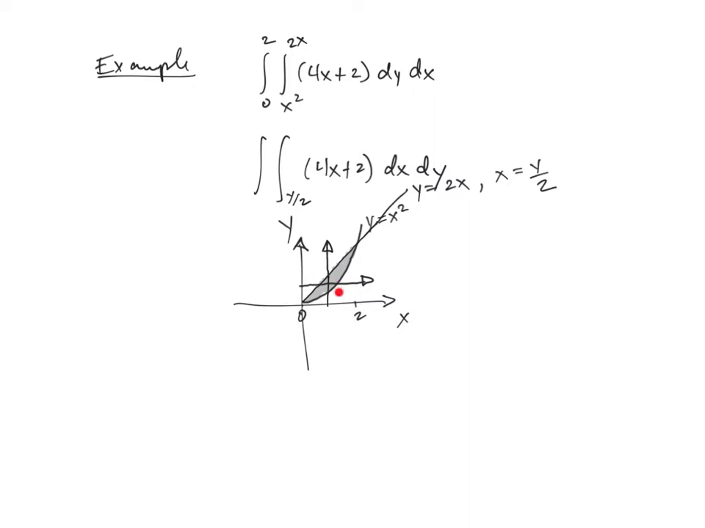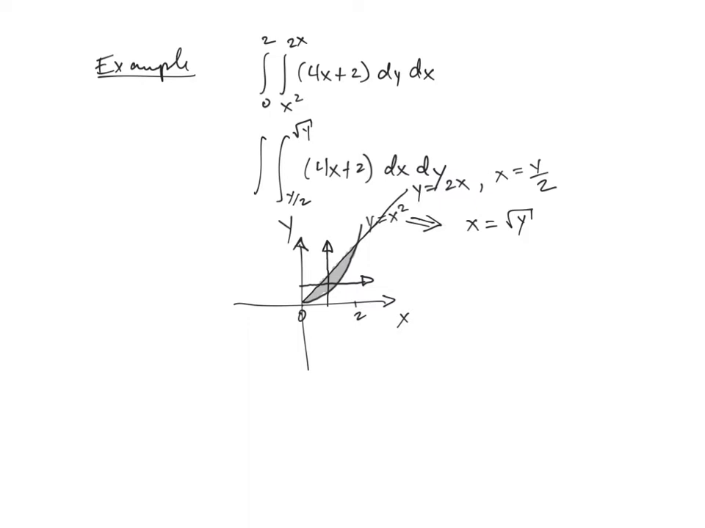So that means x min is y over 2. This arrow leaves at an x value dictated by this parabola. I can rewrite this equation, solve it for x. I get x equal to the square root of y. I would choose the positive square root of y because I know I'm in the first quadrant. I would not choose the negative square root of y. So that value is going to give me x max. X min is dictated by this straight line, x max is dictated by the parabola: square root of y.